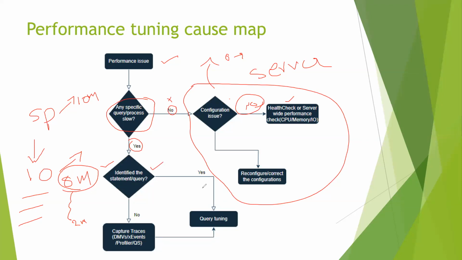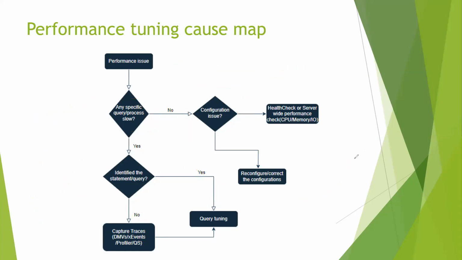If the statement or query is identified, then we'll have to work on query tuning, which we will talk about. That is where query tuning comes into the picture, right? If the statement is not identified, then we'll have to capture different traces to get the queries which are slow, right? So this is the high level cause map for the performance.